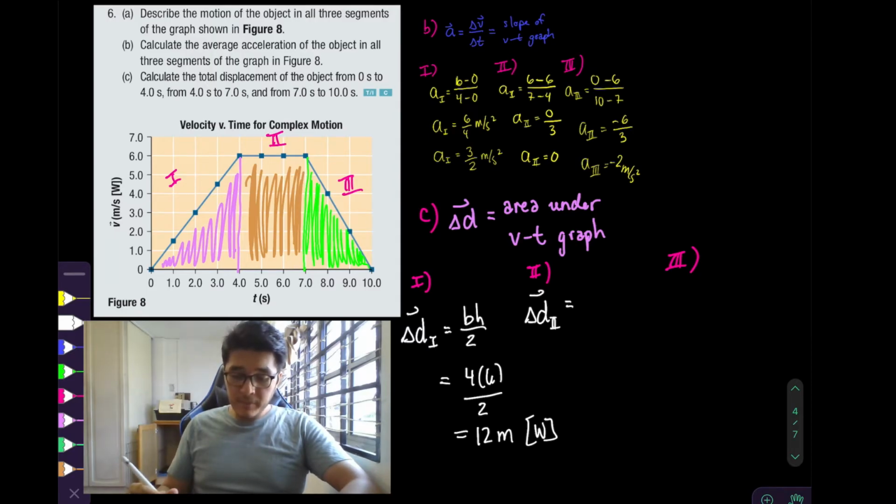The second displacement, we have a rectangular piece, which is just going to be the length times the width. So the length in this case is from 4 to 7, which is 3 seconds. And the width is this part here, so it's from 0 to 6, so 6, 12, 18 meters west.